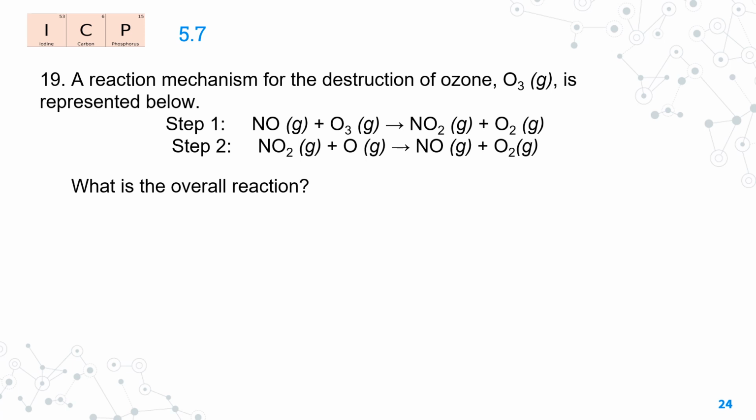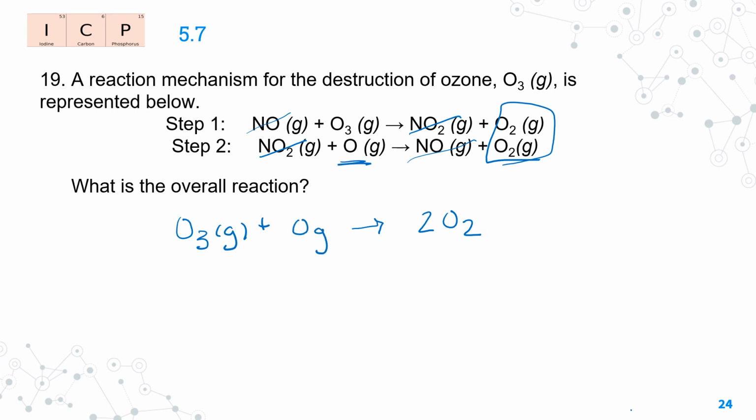So what can we cancel out of this? NO is here and NO is here, so that one's gone. O3 is here, but it's nowhere else, so O3 is going to be my first reactant. NO2 is a product and NO2 is a reactant, so those can cancel. I have two O2s in my reactant side. And in my product side, the only thing not accounted for is this poor little oxygen. So it's going to be O3 gas plus O gas yields O2 gas.